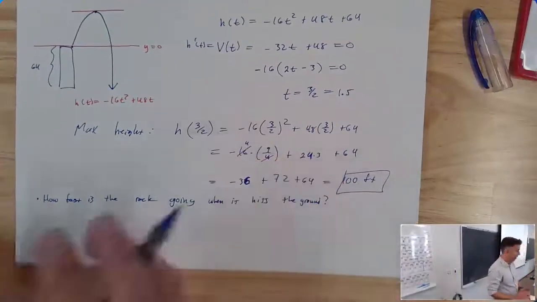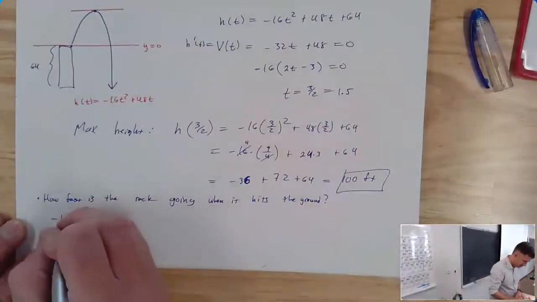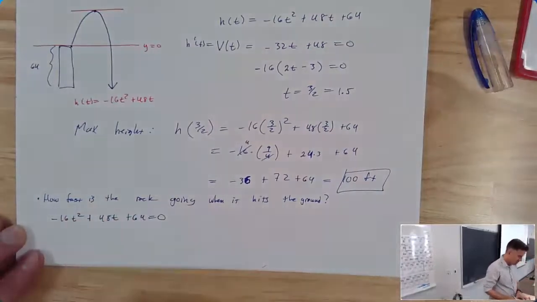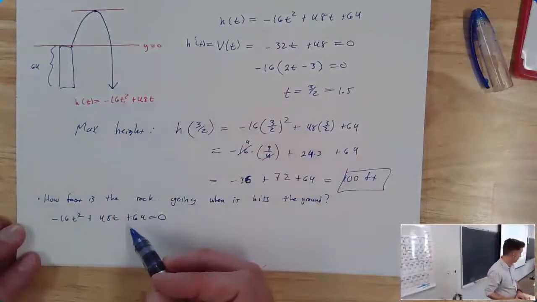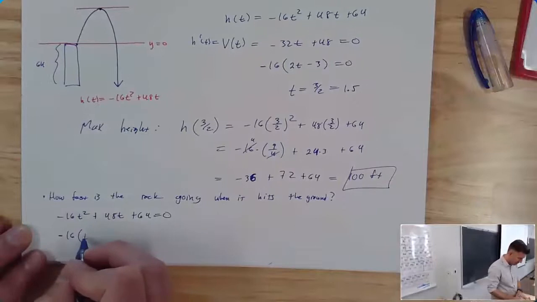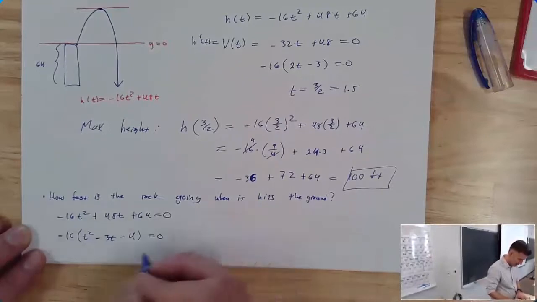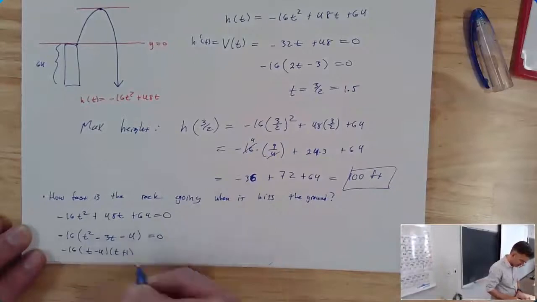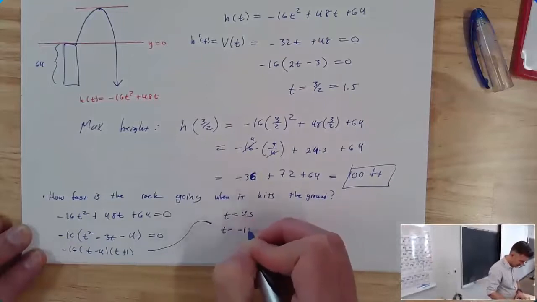So we're going to set, now I'll point out, we're going to get the same equation either way, because whether I set my height equation equal to 0, or I set your height equation equal to -64, it's going to be the same thing. Then I factor out the -16. I'm left with a positive t squared, a -3t, and a -4. That totally factors as -16 times t minus 4 times t plus 1. So I either get time equal to 4 seconds or time equal to -1 second.